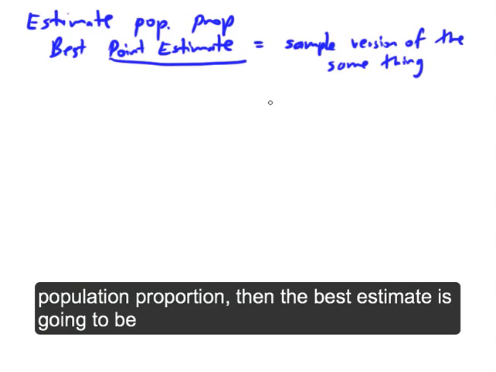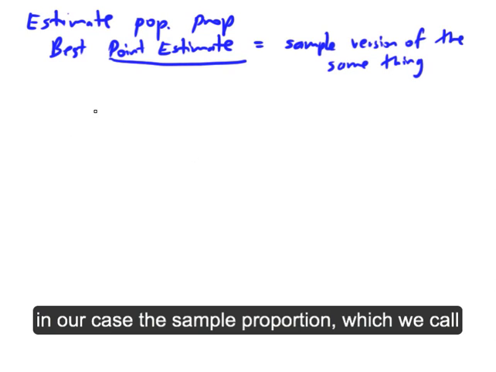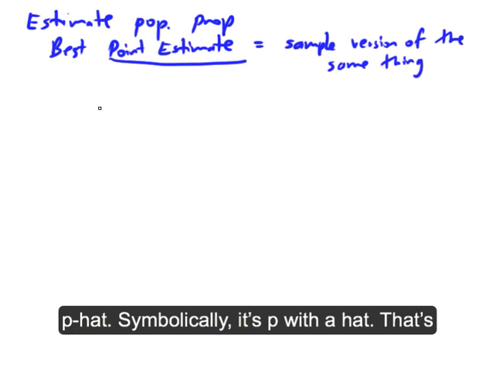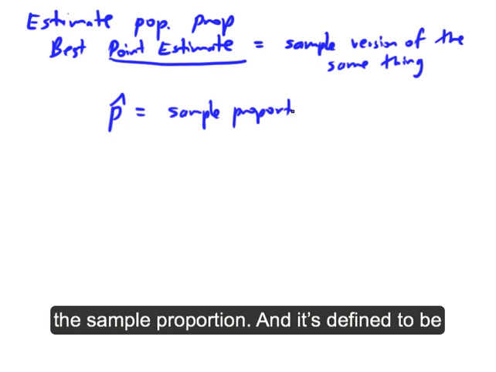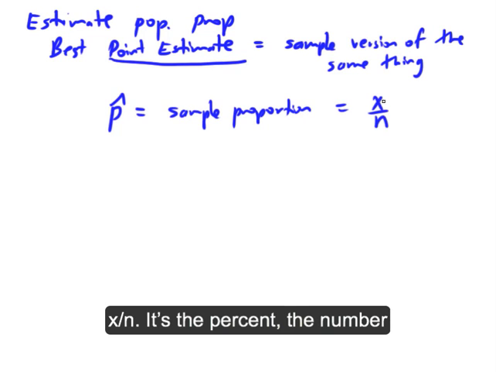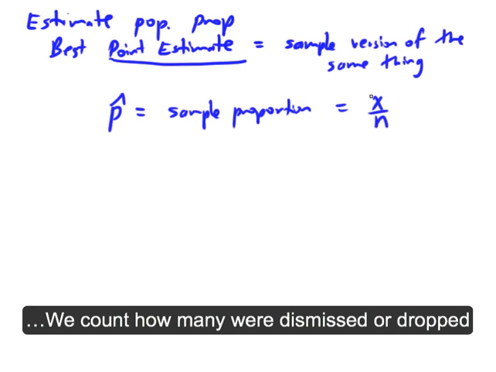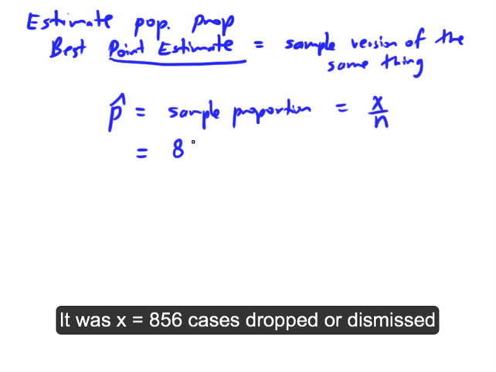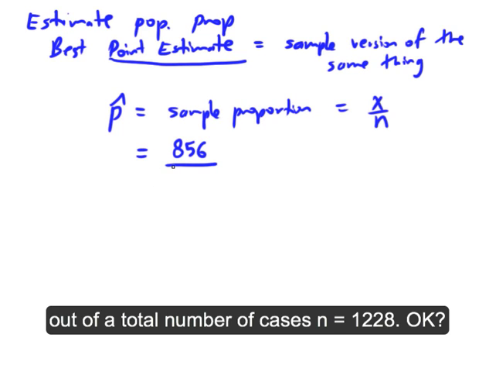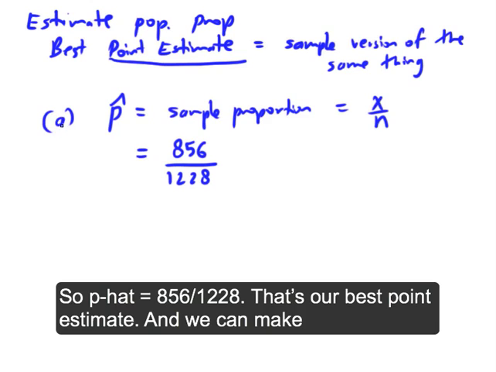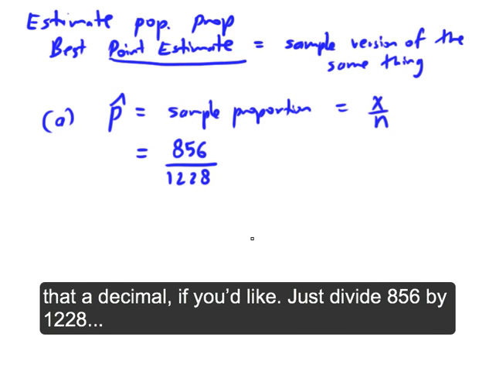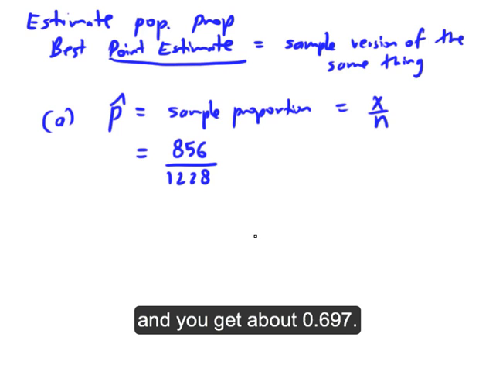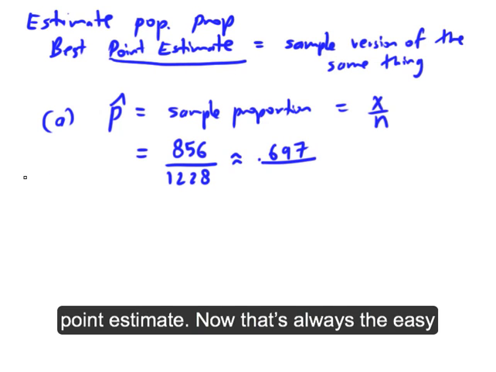So if I want to estimate a population proportion, then the best estimate is the sample proportion, which we call p hat. Symbolically, it's p with a hat. That's the sample proportion, and it's defined to be x divided by n. It's the number that we count, how many were dismissed, divided by the total. So you just take x over n from the problem. 856 cases were dropped or dismissed out of a total of 1,228. So that's p hat, our best point estimate, and we could make that a decimal. Just divide 856 by 1,228, and you get about 0.697.